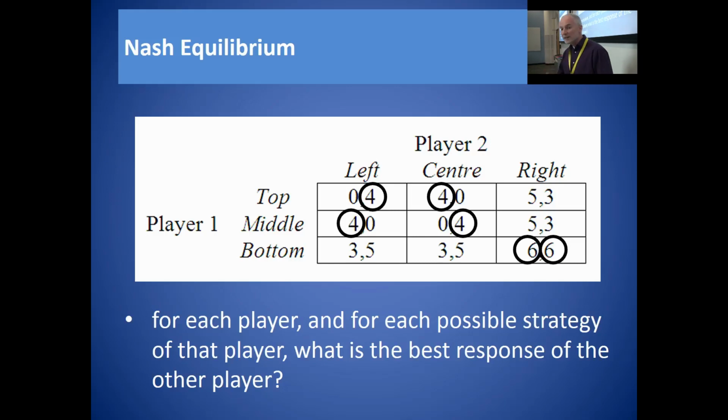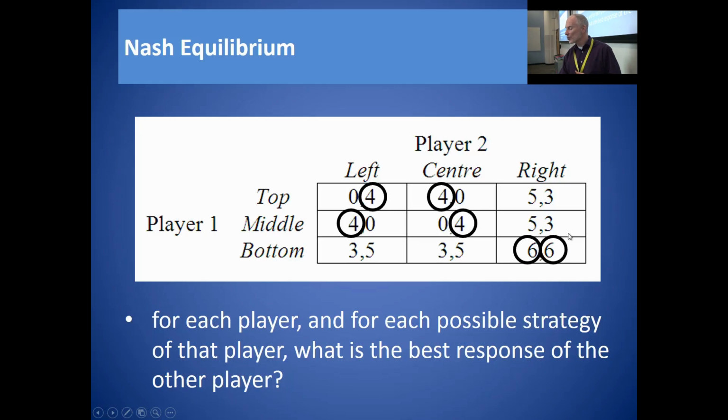Why is it? Think about these incentives to deviate. If player 1 were to choose middle, does player 2 have an incentive to deviate? Yes or no? Player 2. Don't nod your head. No. Player 2. Player 1 is choosing middle.